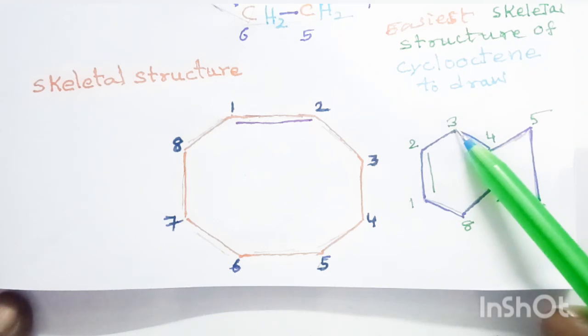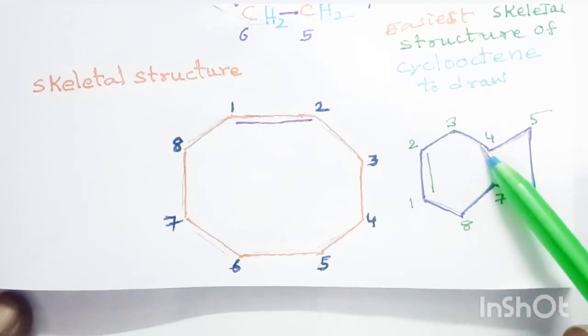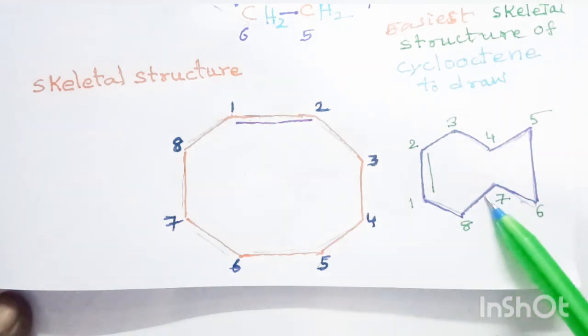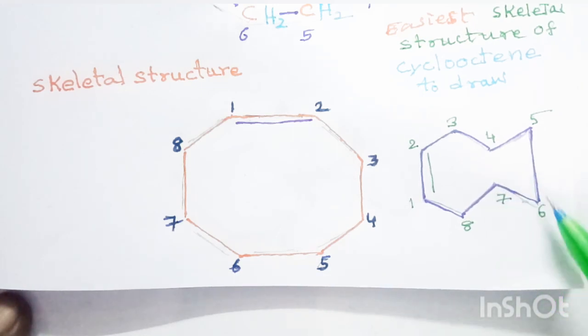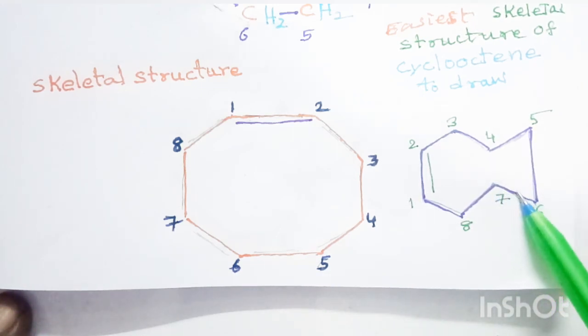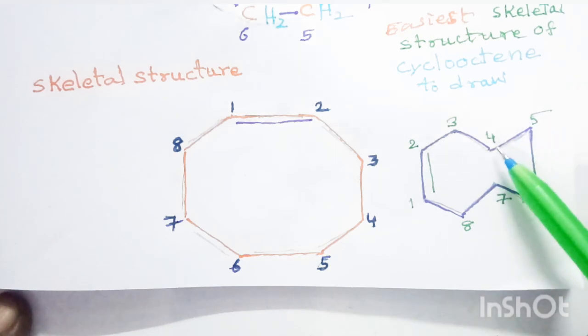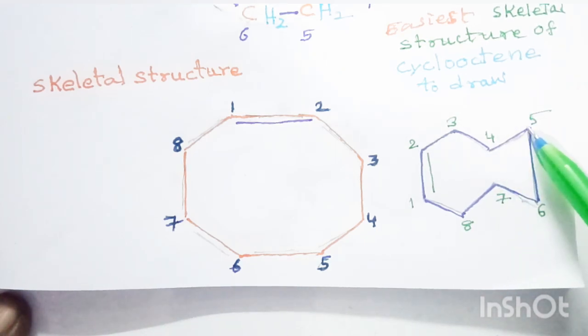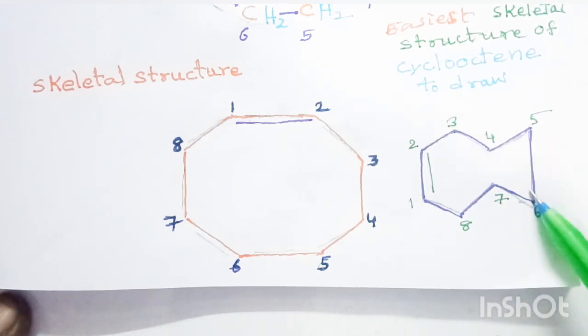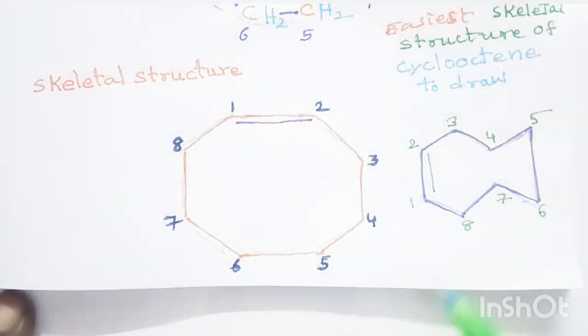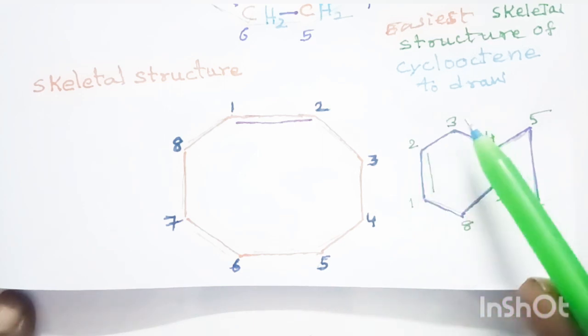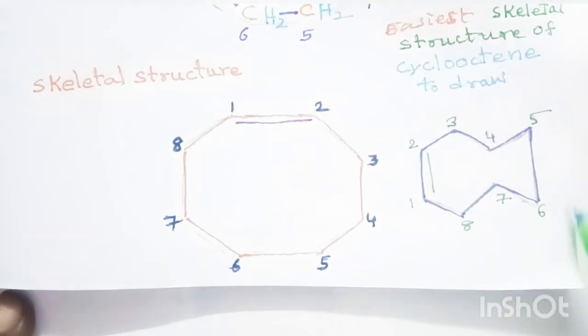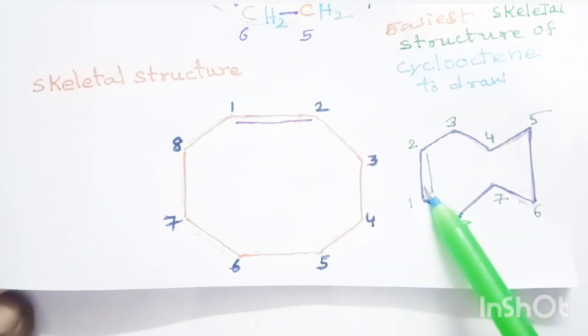From here you draw a straight line downwards. From here you draw a straight line upwards. From here you draw a straight line downwards. From here you draw a straight line upwards and join these two by a straight line. So this becomes 1, 2, 3, 4, 5, 6, 7, 8, that is octene because of double bond.